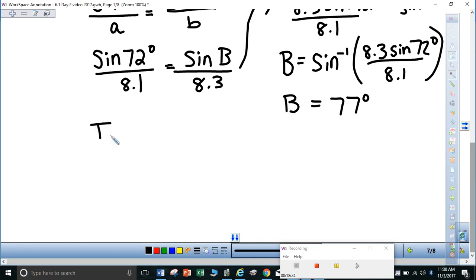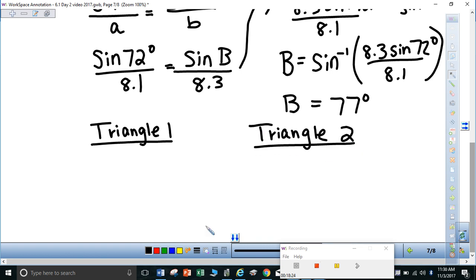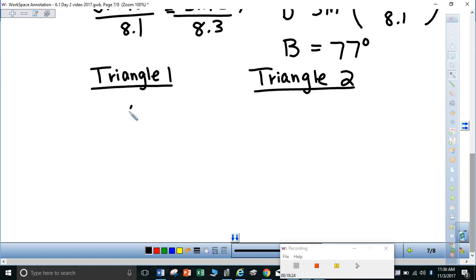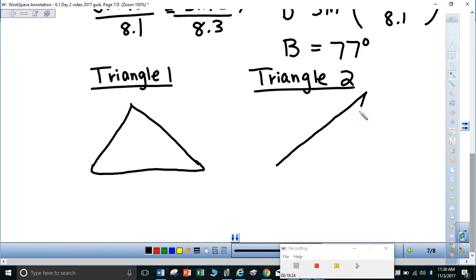So let's actually just draw out what our two triangles are going to look like, and I think that's going to help us to continue to think about this moving forward. Okay, so the first triangle is always going to look something like this. The second triangle is always going to look like that. So triangle 1 is always going to be an acute triangle with all acute angles. Triangle 2 is always going to be an obtuse triangle where one of the angles is obtuse.